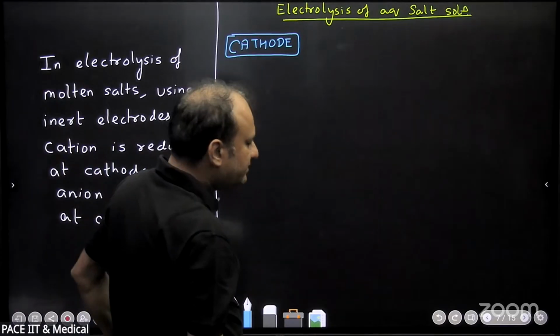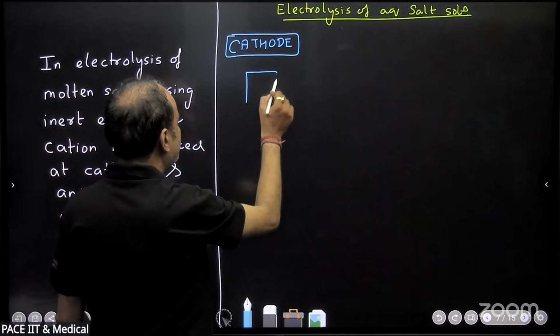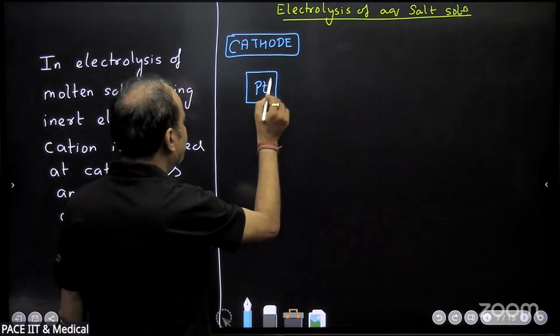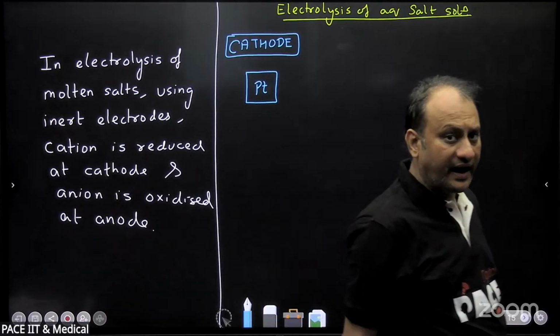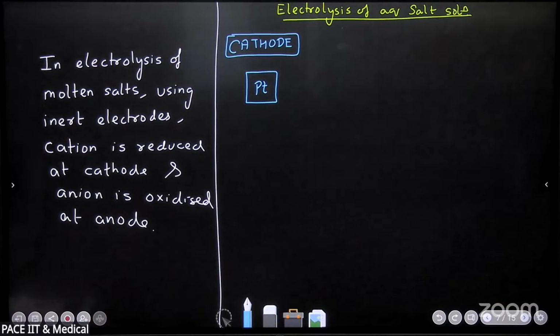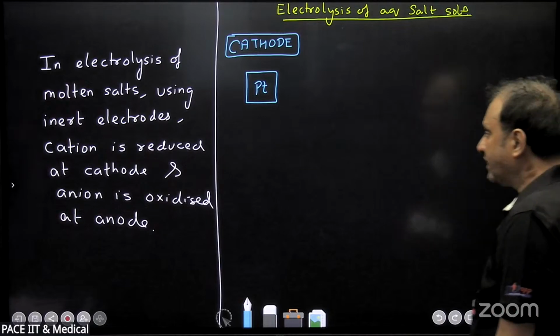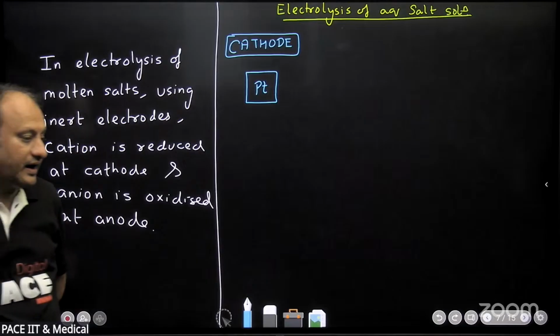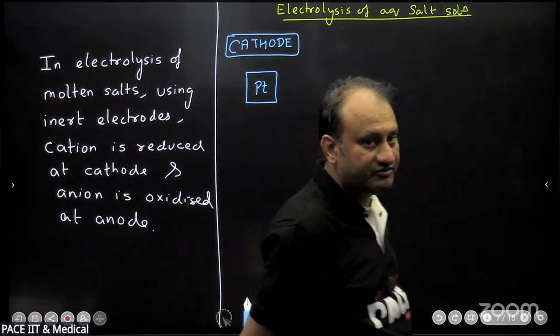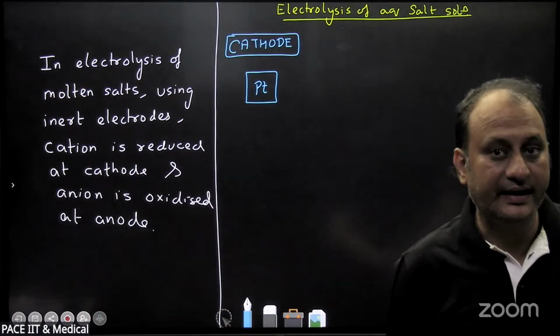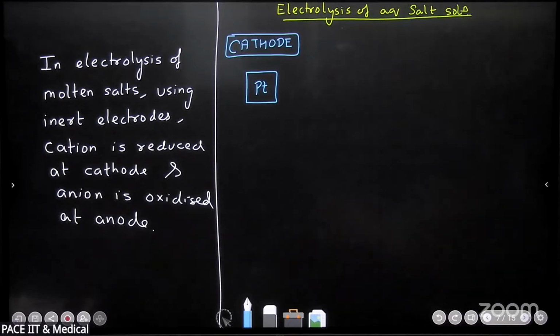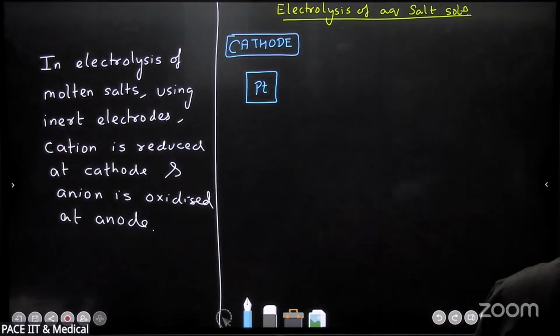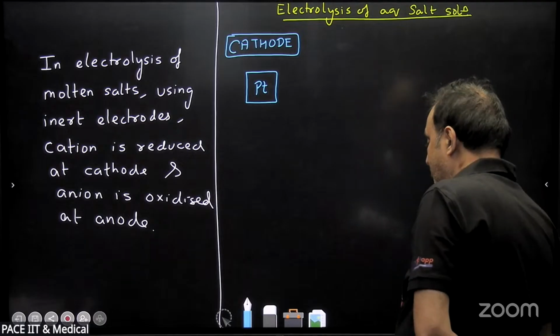And first situation I take. If I have made the cathode of platinum, which is commonly used, then all cations I will divide in two categories. One are cations of highly active metals, like Na+, and the other are cations of lesser active metals, like Cu2+.